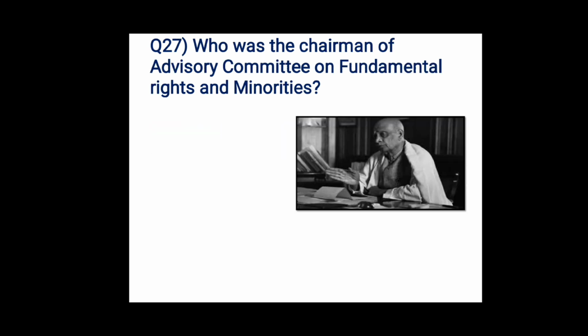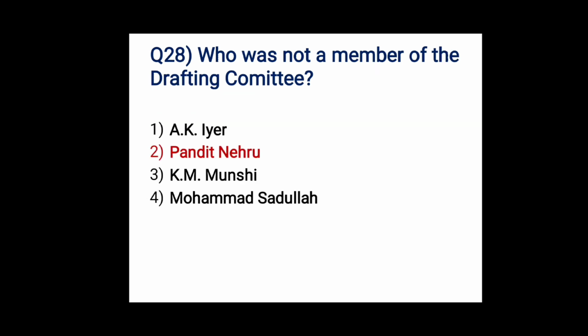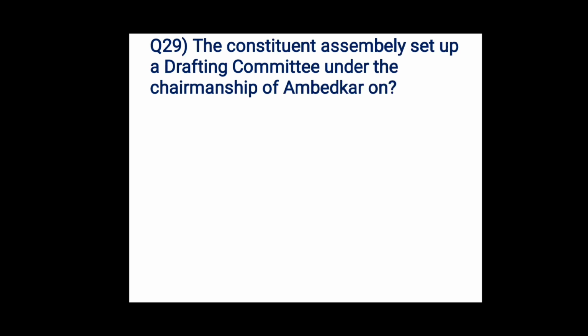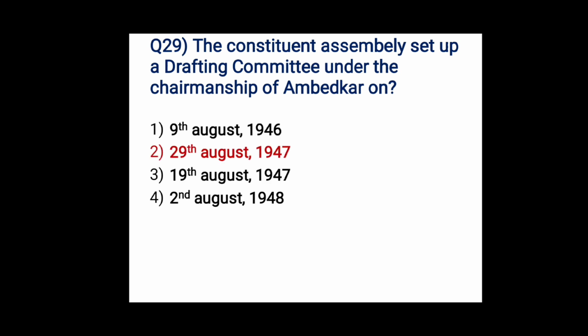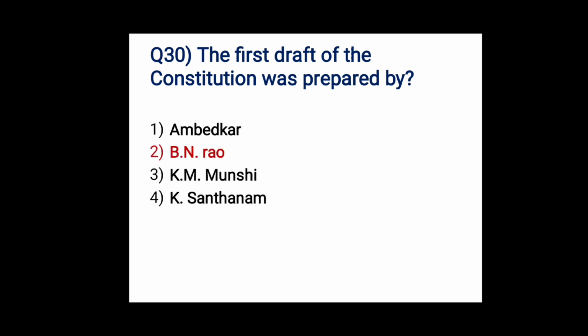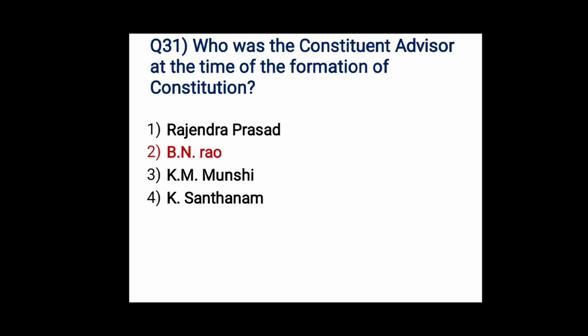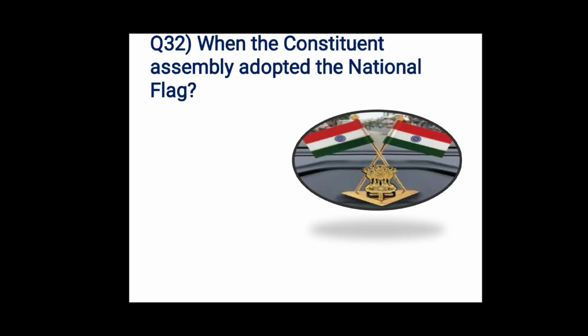Who was the chairman of the advisory committee on fundamental rights and minorities? By seeing the picture, you can easily guess it is Sardar Vallabhbhai Patel. Who was not a member of the drafting committee? It is Pandit Nehru. Other than Pandit Nehru, all three options were members of the drafting committee. The Constituent Assembly set up a drafting committee under the chairmanship of Ambedkar on 29 August 1947. The first draft of the Constitution was prepared by B.N. Rao. Who was the constitutional advisor at the time of formation of the Constitution? It is also B.N. Rao.